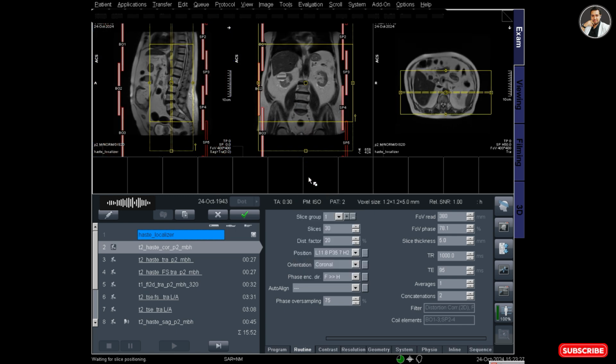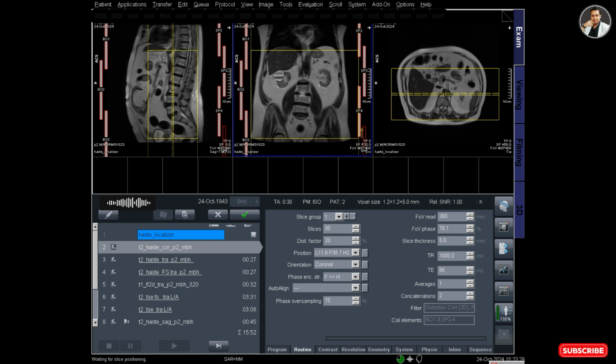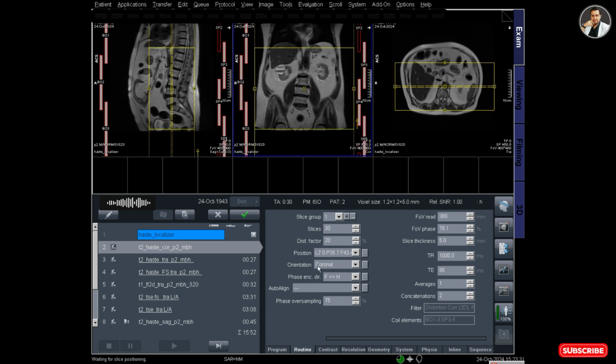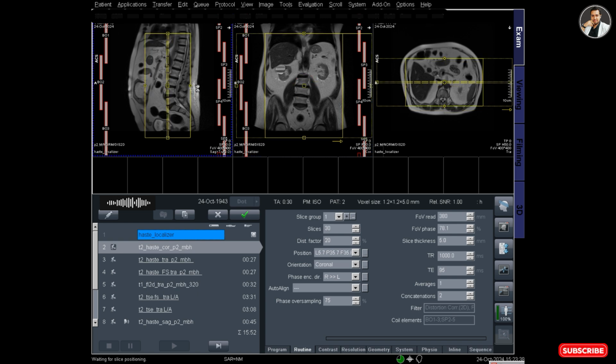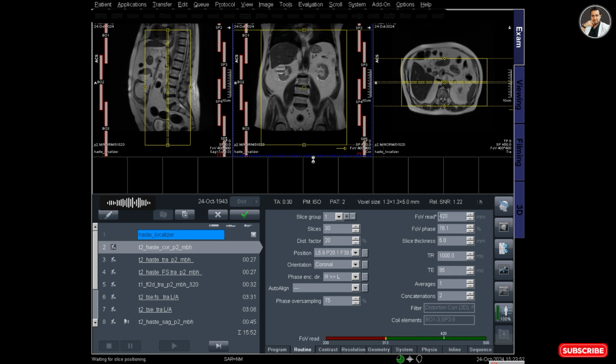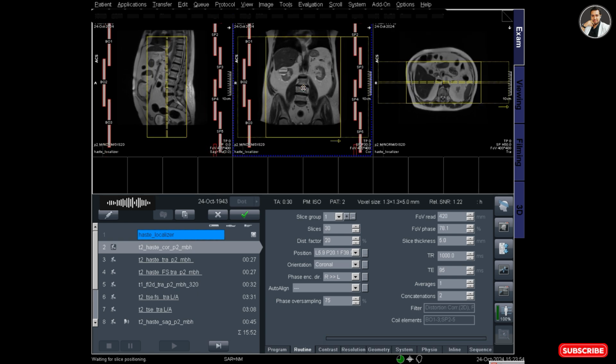And now I have to plan on these localizers. So at first I am planning for T2 HASTE coronal, and I have changed the phase encoding direction right to left. And for coronal image, plan on the sagittal and axial image and cover the whole kidney and the urinary bladder and the ureter.